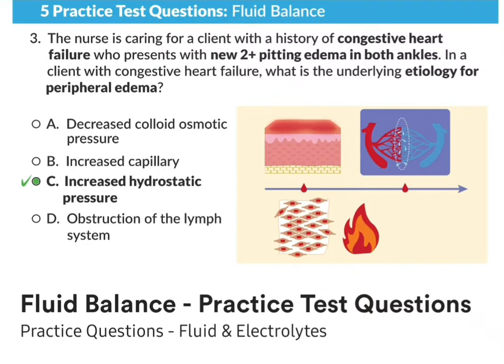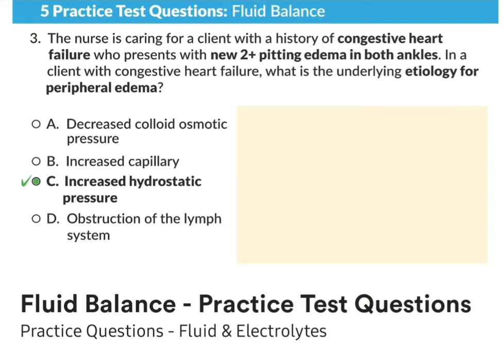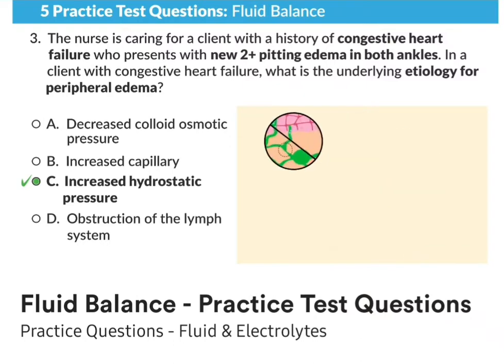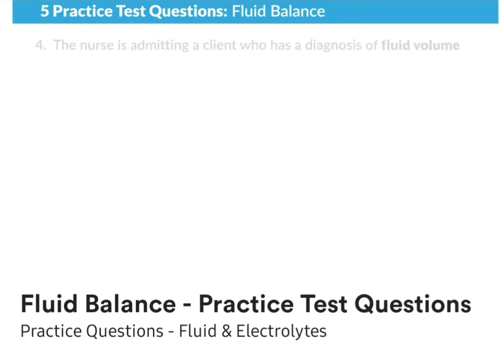Next is option C. This one is our correct option. Increased hydrostatic pressure. So just think increased fluid pressure. That hydrostatic pressure, because remember, hydro means water. And D is incorrect. Obstruction of lymph system. No, this was pretty close though. There is no obstruction of the lymphatic system in heart failure. Only increased fluid pressure. All right, moving on to question 4.